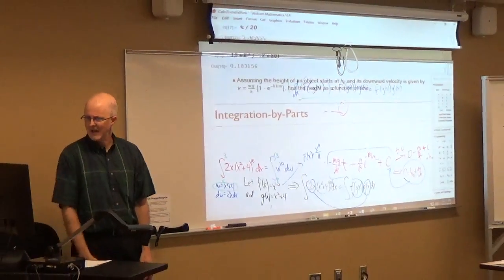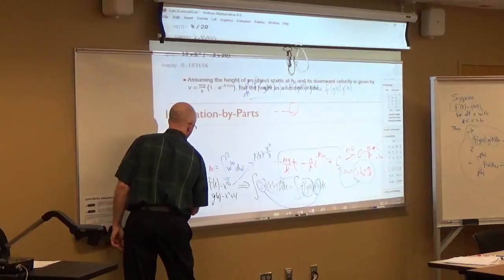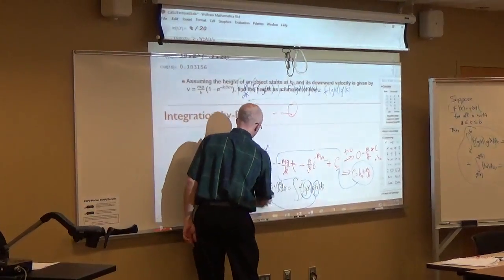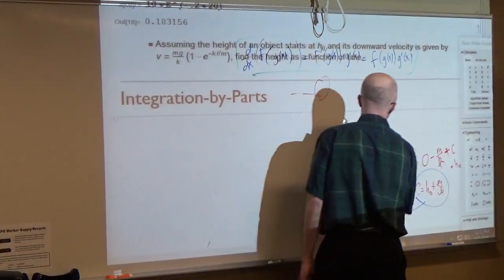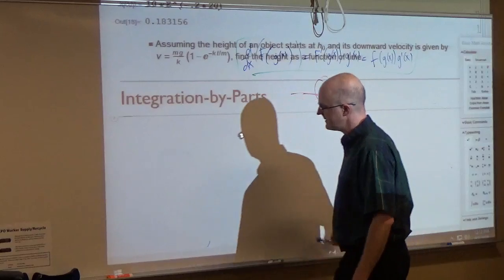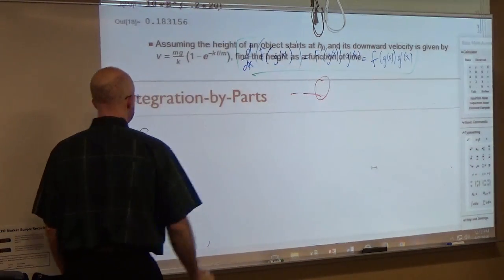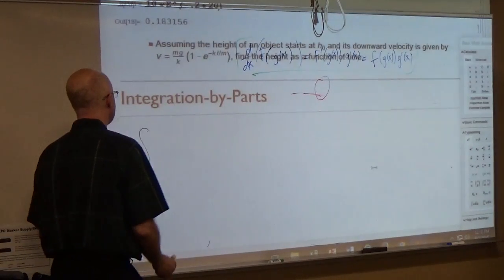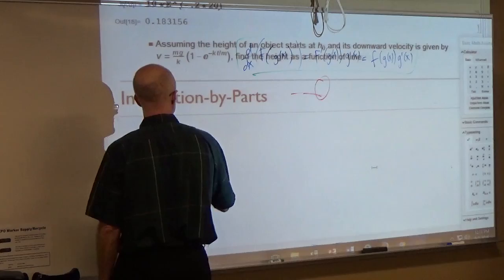All right, we're going to end class, the last 7 minutes here, with a couple of integration by parts examples. And you do have some homework problems where you're going to use integration by parts. A typical kind of integration by parts problem is something of the form, say, integrate x times cosine of x.